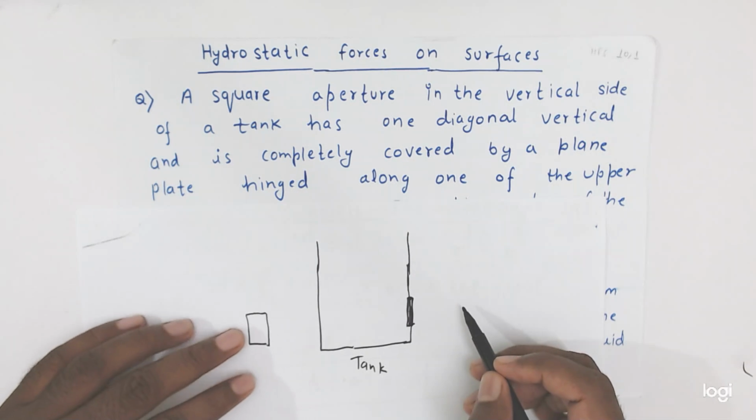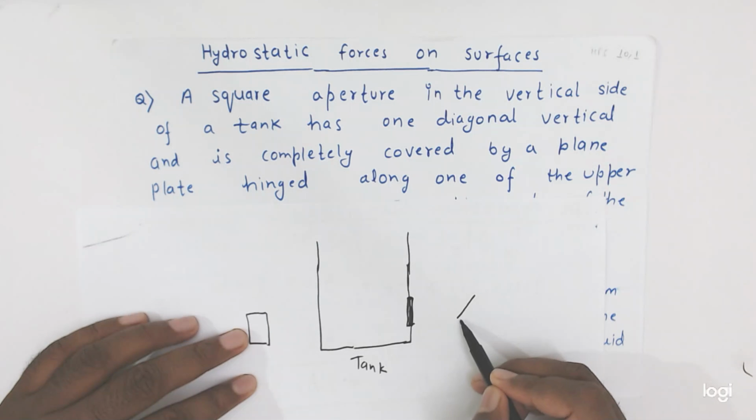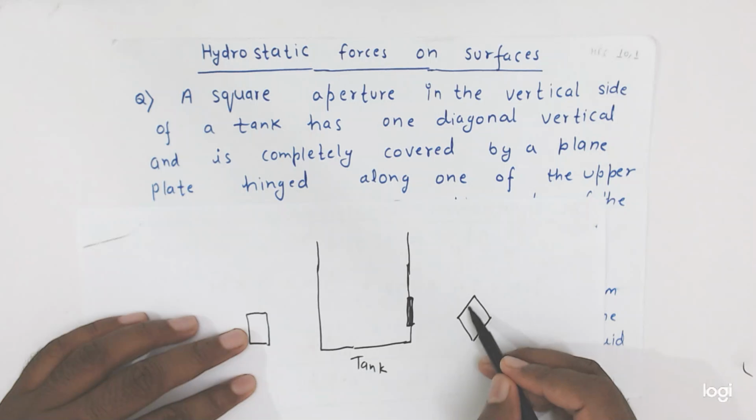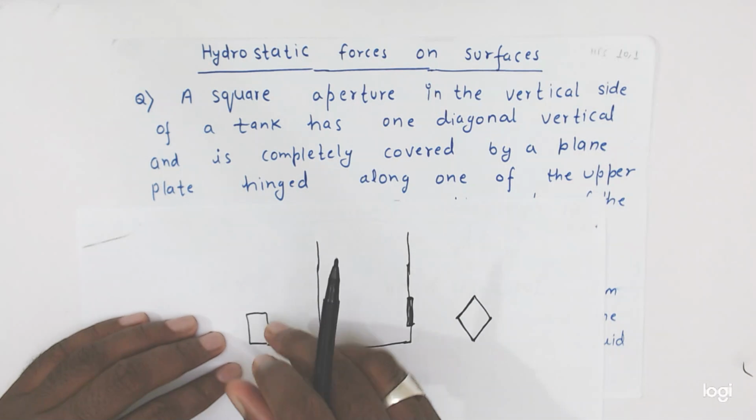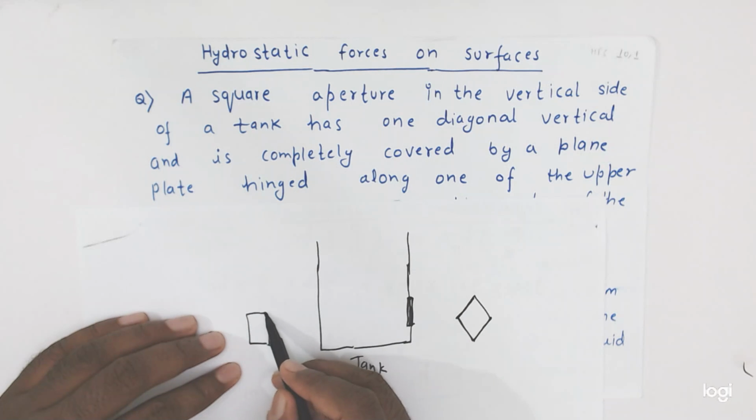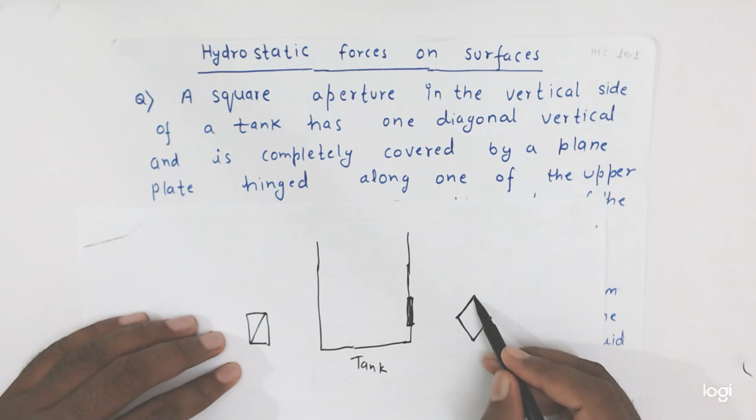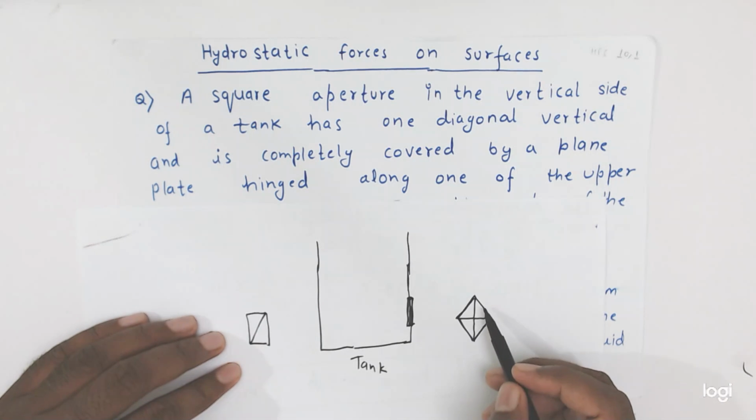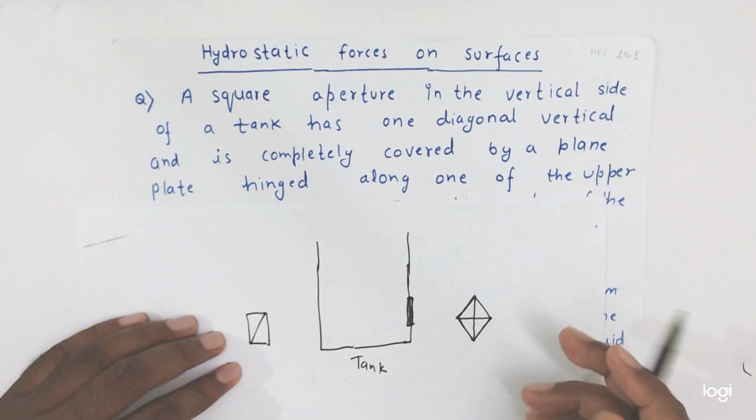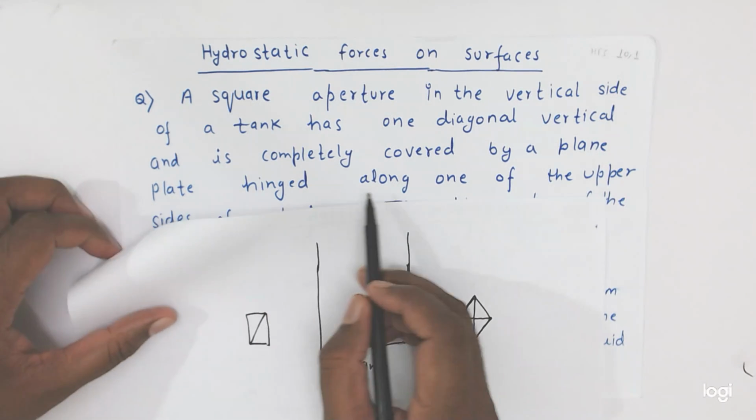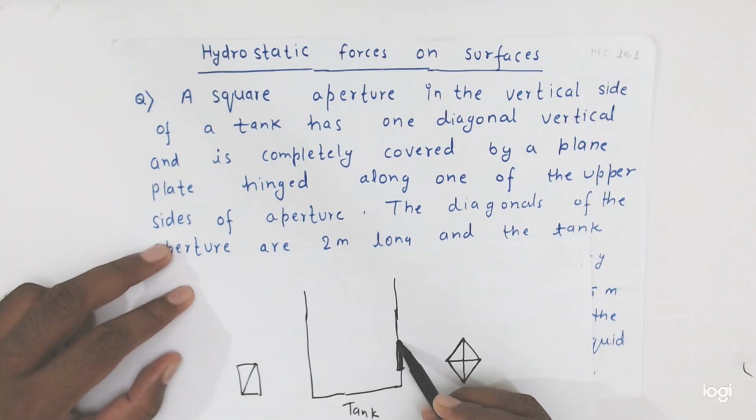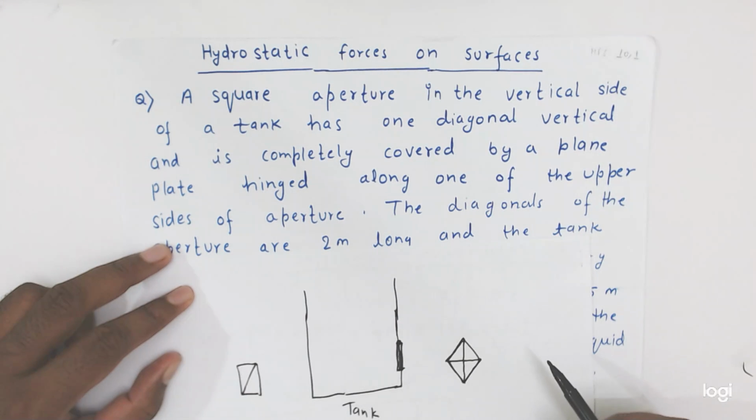It means, friends, the aperture is something like this. This is the square. We tilt it like this so that this diagonal will come vertical. So this is the one diagonal, it is coming as a vertical. Like this the aperture is there and it is hinged from the top, along the upper side of the aperture. So it is hinged at this top point.